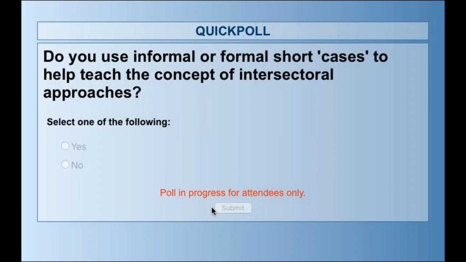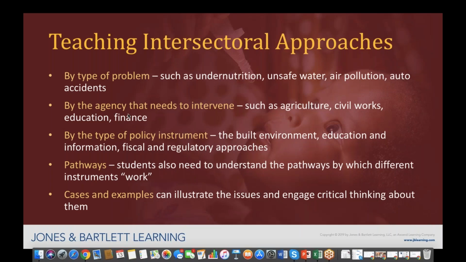Great, and the responses are still coming in, but I'm seeing roughly 50-50. A little bit more on the no side. Now it's tending towards 46% yes, 54% no. And I'll go ahead and close out that poll so you can see your screen. Great, Sophie. Thank you so much, and thank you to all of you for answering.